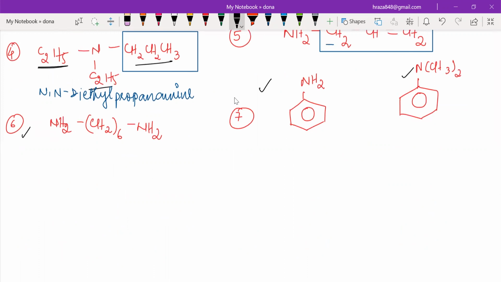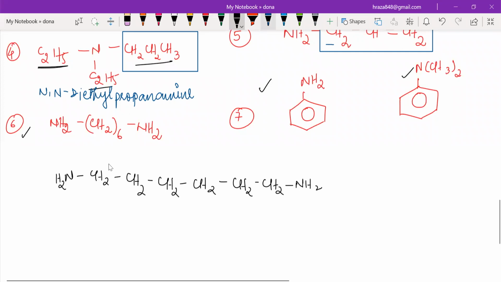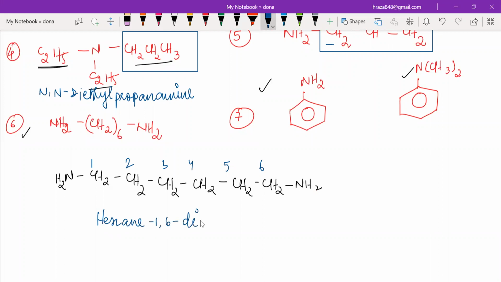Yeah, this is the question, right? So you need to write hex, and since all are singly bonded, you need to write it in expanded form to understand the concept. 4, then comes 5, and then 6, and here it will be NH2, and here it will be NH2. Now if you number 1, 2, 3, 4, 5, 6, so hex, and all are singly bonded, so hexane-1,6-diamine. Okay. Isn't it easy? Yes, sir.